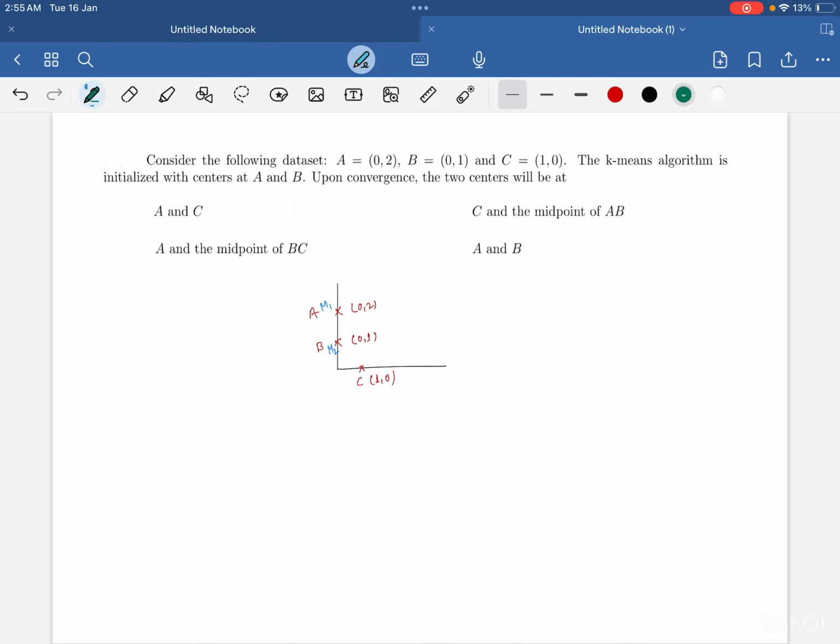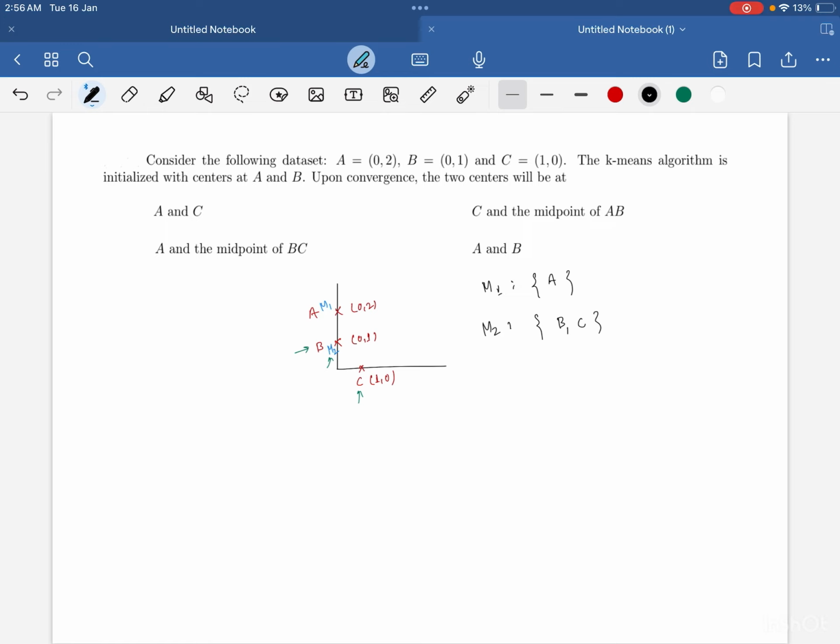Second, let's look at the data point B. B is near to centroid mu 2, so B will be in the cluster of mu 2. And let's look at C. C is near to mu 2, so C will be in the cluster of mu 2. So at the first iteration, in the cluster of mu 1 we will have point A, and in the cluster of mu 2 we will have points B and C.